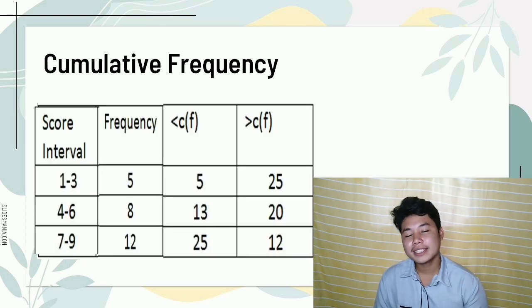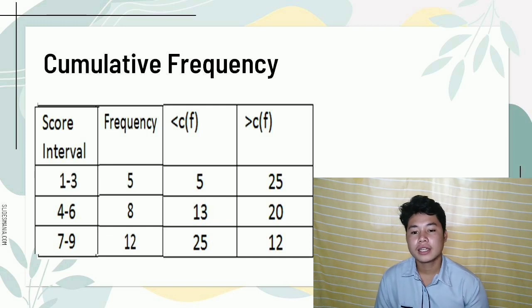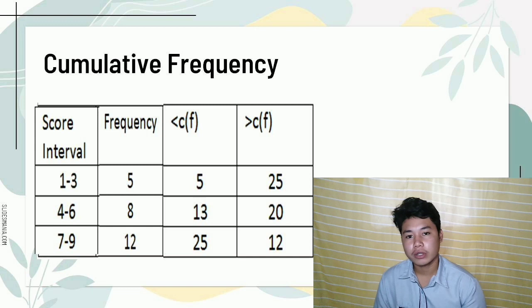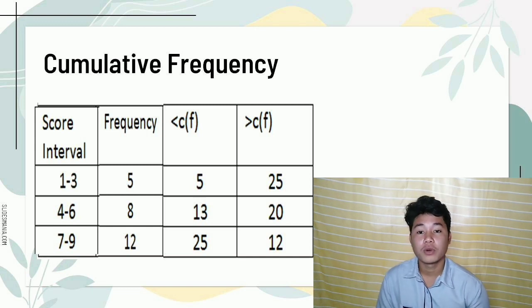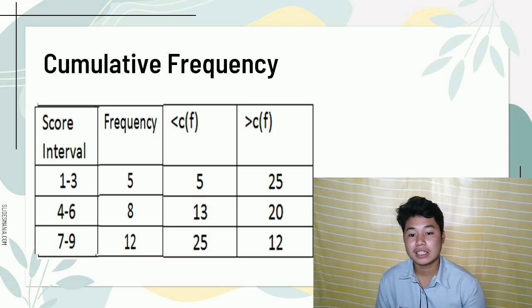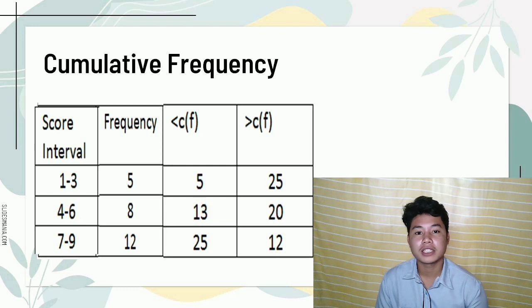In solving the less than cumulative frequency, we just need to copy the preceding frequency, which is 5. So 5 plus 8 is equal to 13. 13 plus 12 is equal to 25.